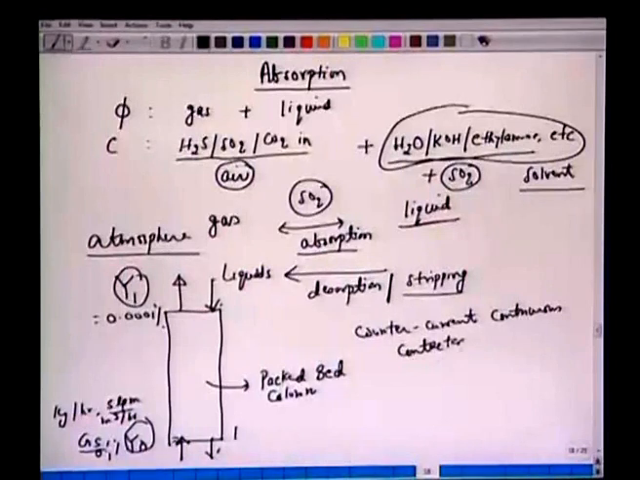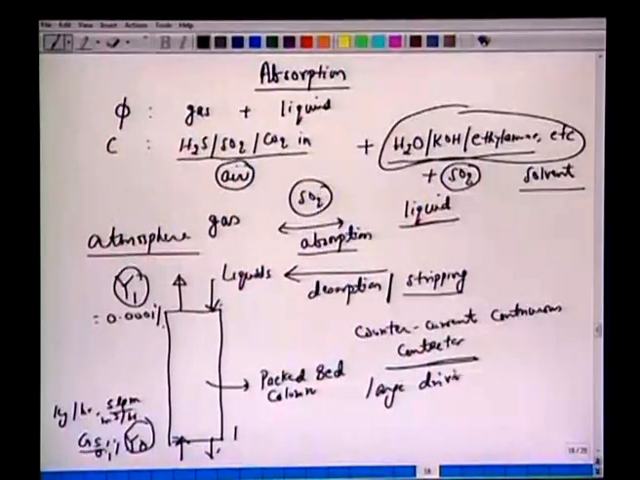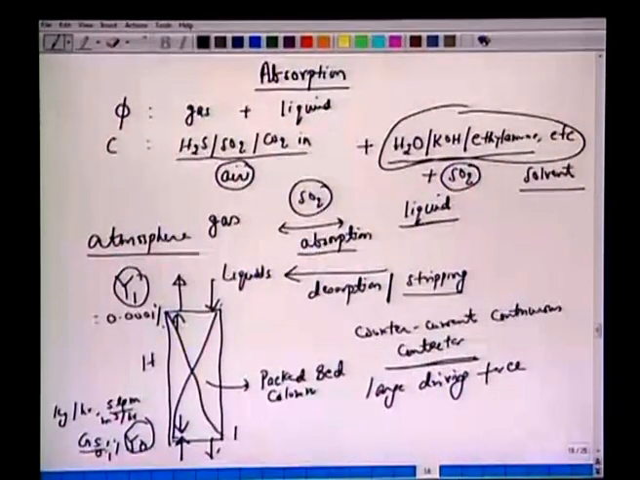We can also have co-current, but this is the most common and most advantageous. We discussed earlier that a counter current continuous contactor has a large driving force, larger than co-current. As a consequence, the height of the column is smaller in this case. Again, we will come back to those details later. Let us say that we have this packed bed column. Here we have some kind of packing, we will discuss this also later.